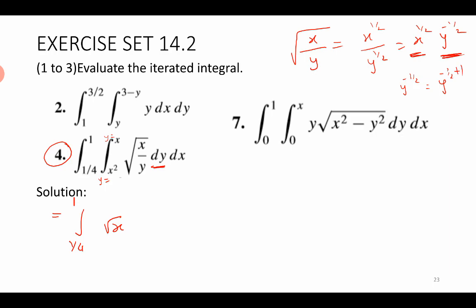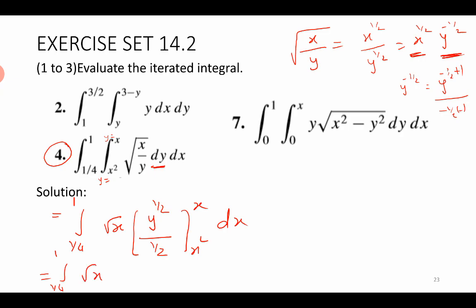y to the power half plus 1 divided by negative half plus 1, isn't it? So what do you get? y to the power negative half plus 1 is positive half, isn't it? Divided by half, from x square to root x dx. So in the next step, this is 1/4 to 1. Upper limit will give you root x, which is nothing but x power half. This is x power half, and the 1 by 2 can be 2 outside.